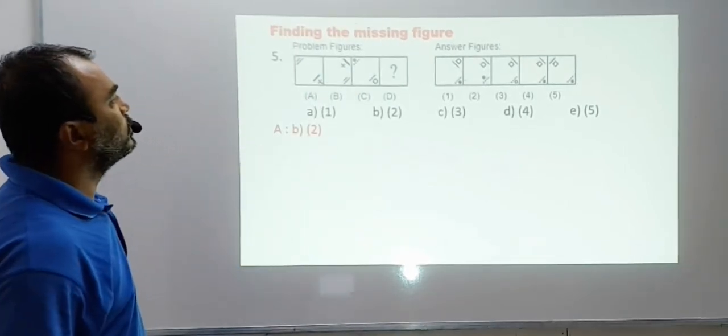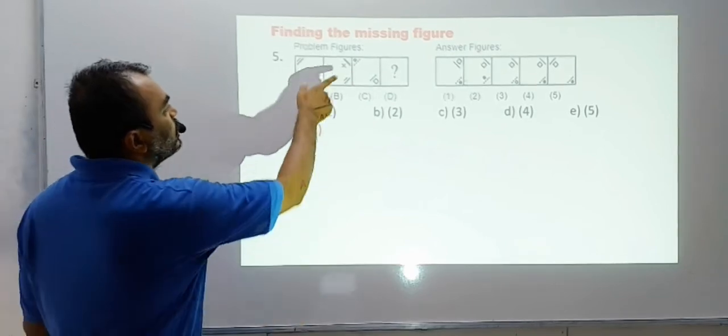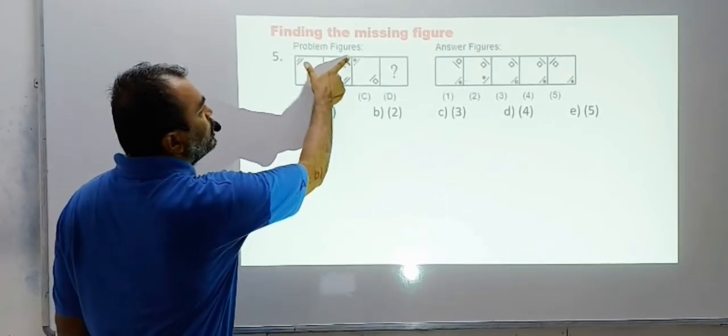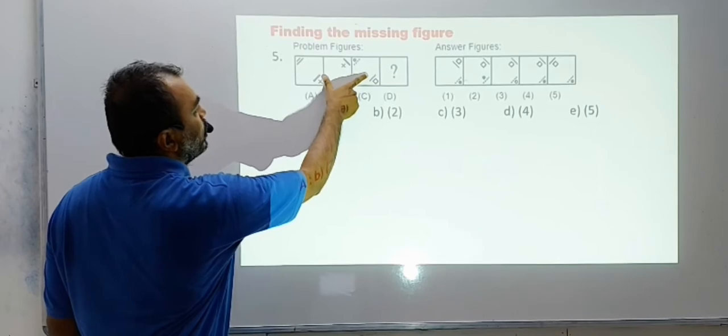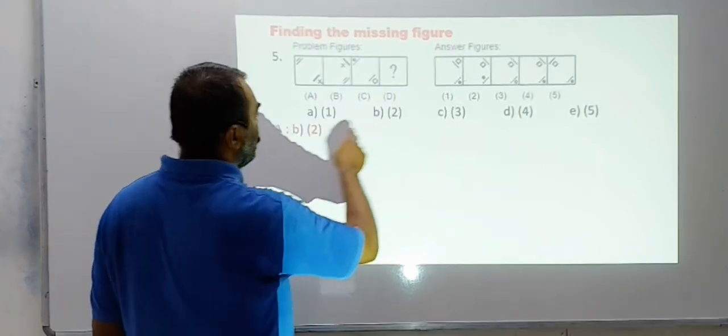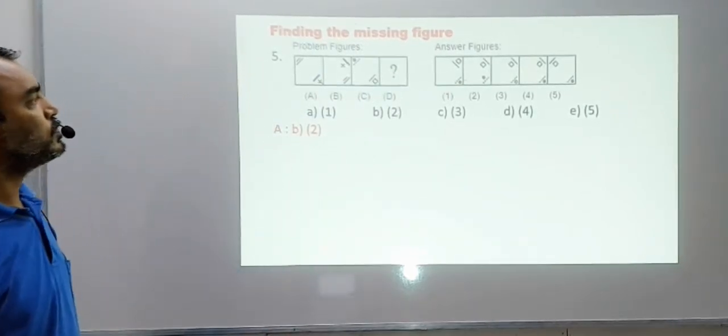What do we get? So here the black dot was towards the corner. Here the black dot should be away from the corner. So this is the only assumption, right? So B is the answer.